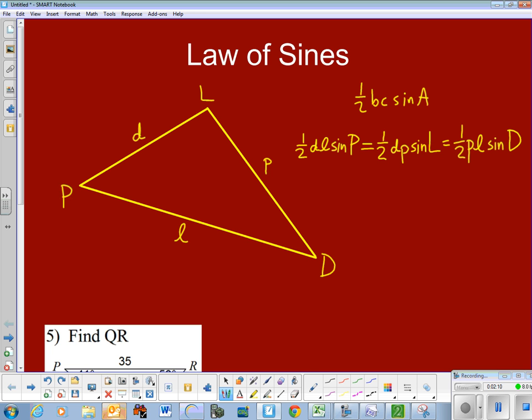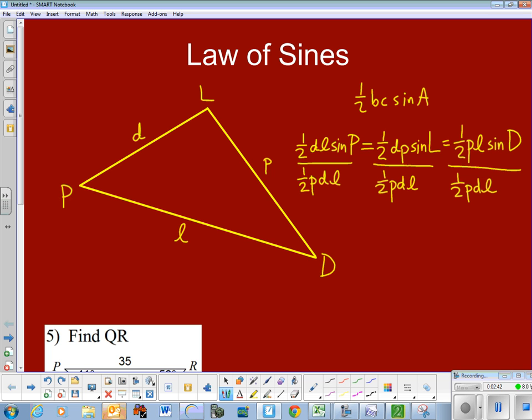So if this is true, which we know it is from our last video, what I want to do is take each one of these expressions in this three-part equation, and I want to divide them all by 1/2 little p, little d, little l. I don't know why I did pdl instead of pld, but I did. It's an equation. If you do something to one part, you do it to all parts, and we're fine.